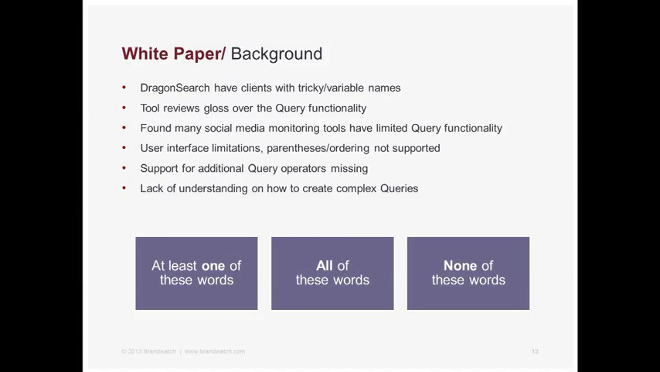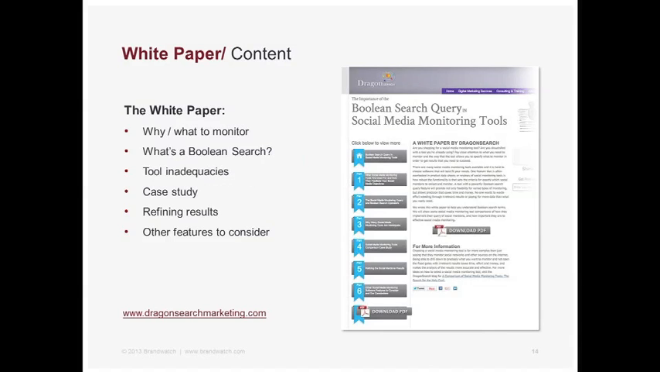And so there also seemed to be a lack of understanding on how to create complex queries. Just talking to various people and reading reviews of the tools, people don't really talk about how robust you can make a query to get the information that you want, or people don't really understand Boolean operators. So I thought it was a good opportunity to write a white paper to discuss all of these issues. The white paper is available on the DragonSearch website, dragonsearchmarketing.com. There should be a link to it from the home page. And it's quite extensive, in-depth research that I did.